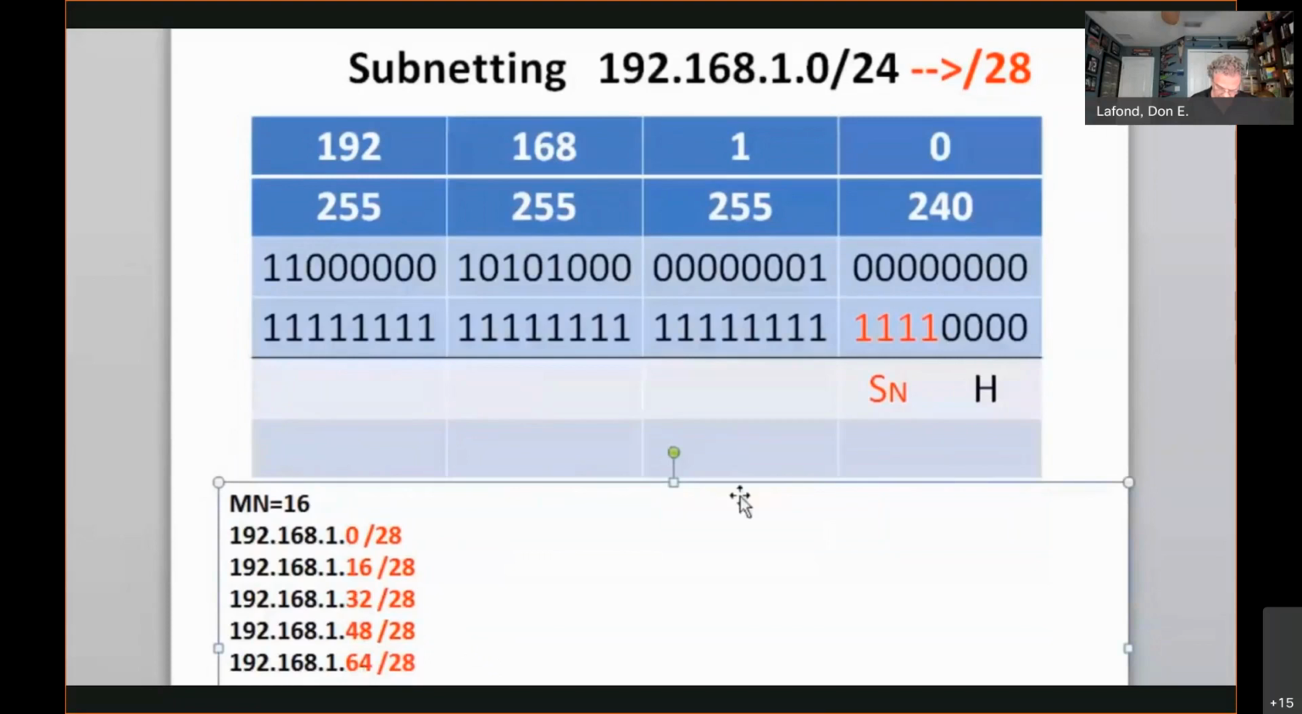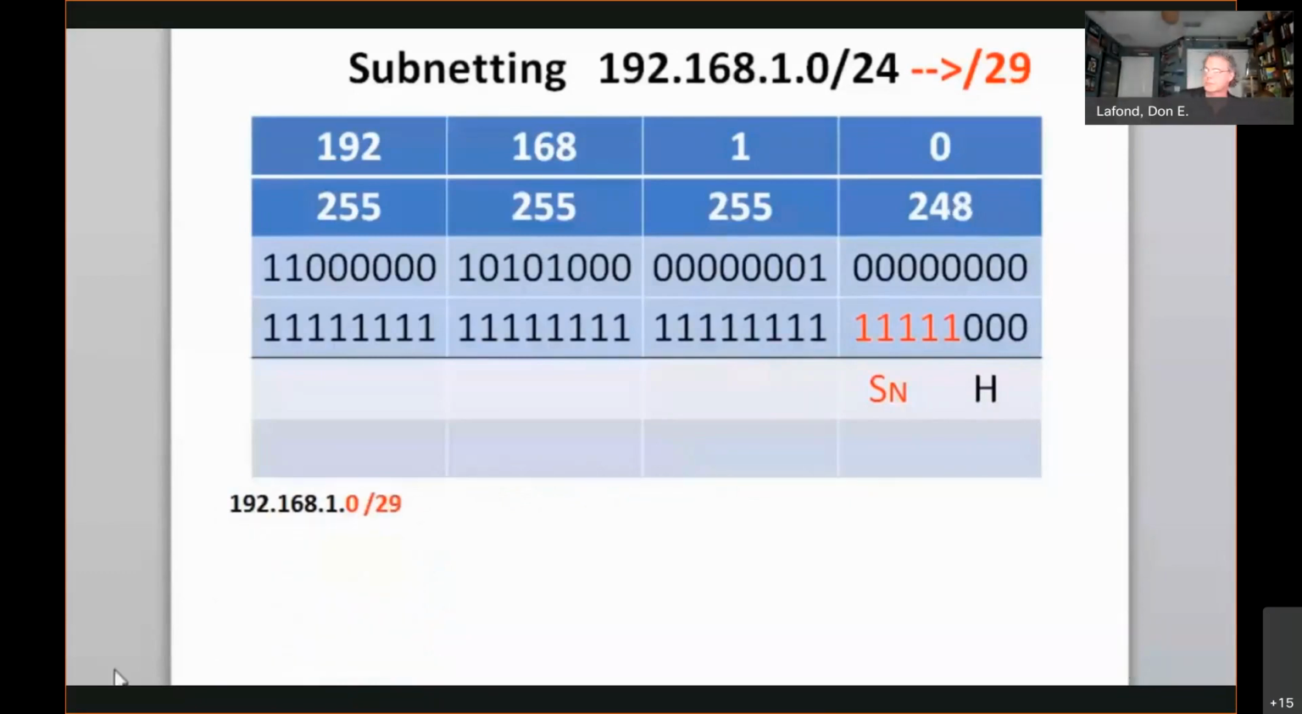In each network, we have the host bits, 4 bits for host, which is also 2 to the 4th power, or 16. So the network will go from 0 up to 15, with 0 being the subnetwork address or network address, and 15 being the broadcast address. And the next subnet is the 16 subnetwork.